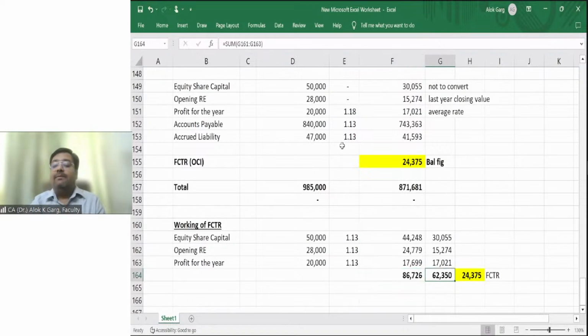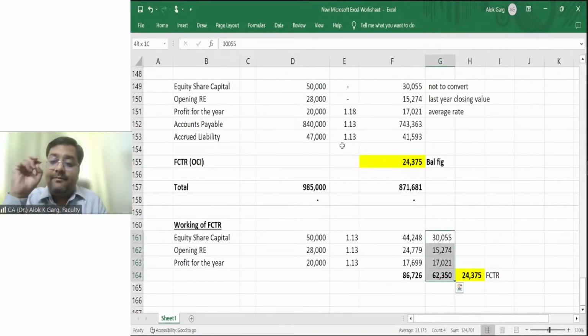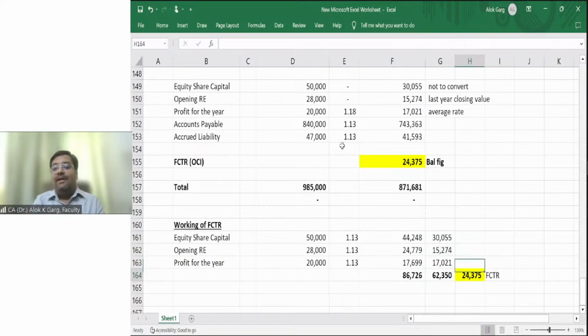But as per the principle of Ind AS 21, we can't do that. That is why we have put the number on the basis of what their rates could be, right? Whatever difference has come, this difference will be shown as a foreign currency translation reserve, right? You can say that either you can use this as a balancing figure or you can use this as a part of your working, right? Is that clear?